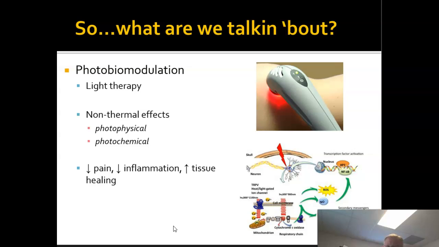And hey, we're going to be doing some photobiomodulation today. What the hell is that? Oh, that's just laser, right? It's just light therapy, right? So that's all it is. But hopefully that clears it up.